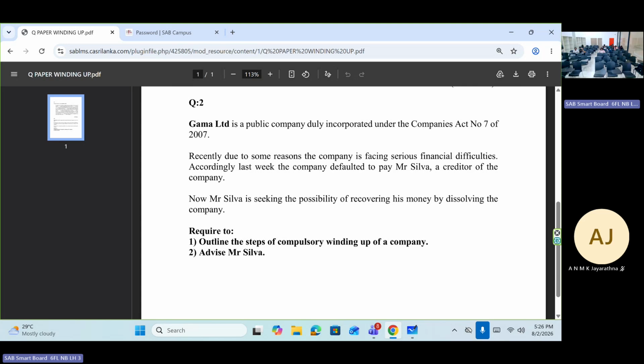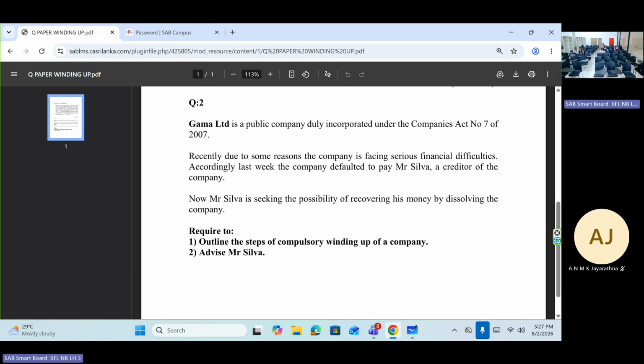Advice, Mr. Silva. What advice can be given to Mr. Silva? Now, as a creditor, he is going to liquidate the company. By dissolving the company, he is going to recover the money. So, as a creditor, in order to make an application to liquidate the company, what are the conditions to be fulfilled? By the petition, Mr. Silva can make an application.